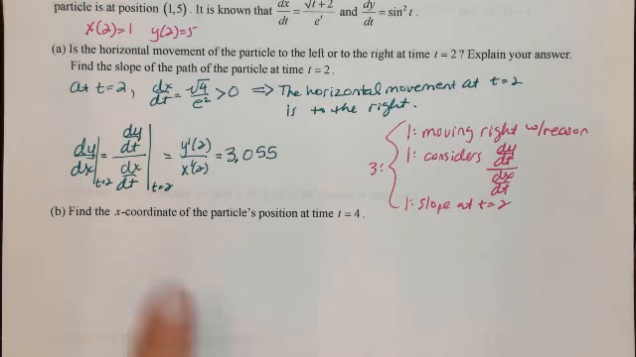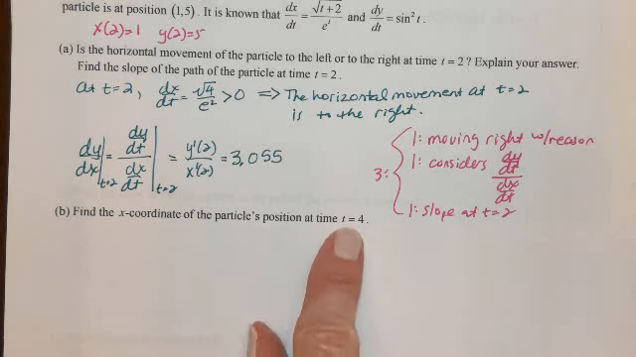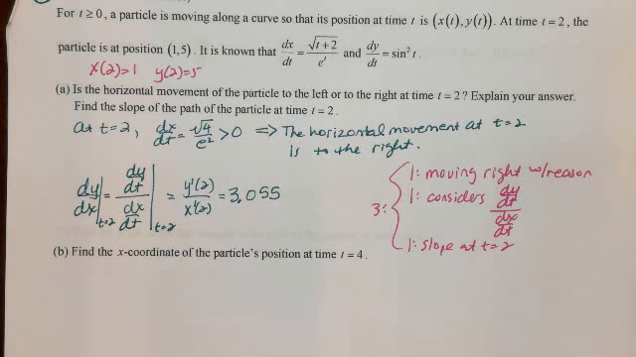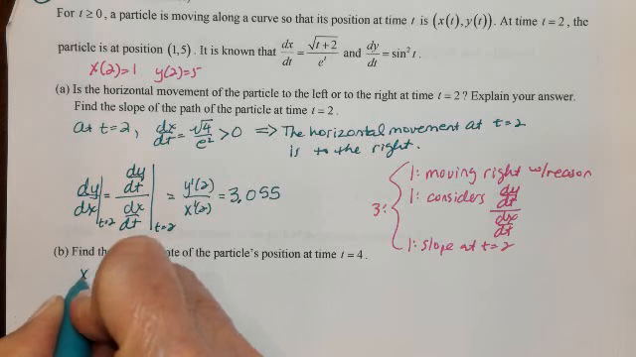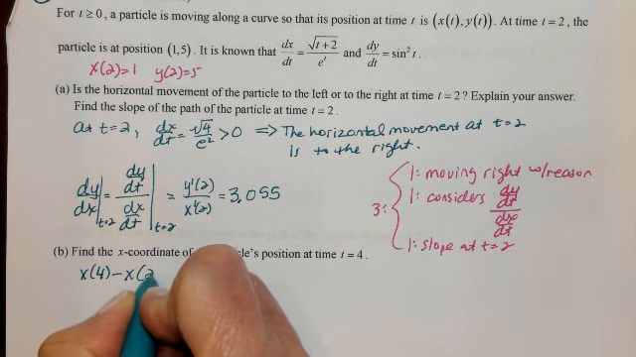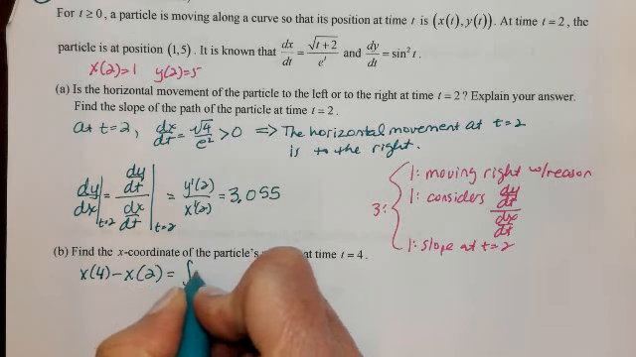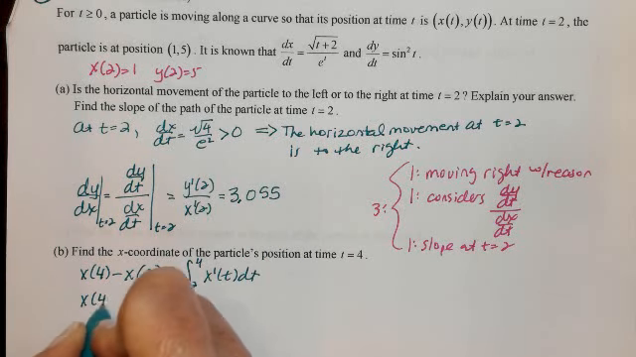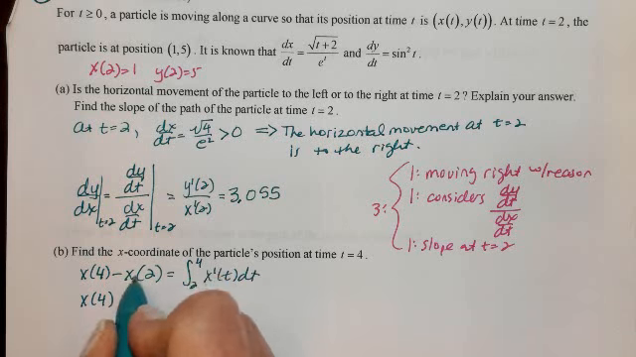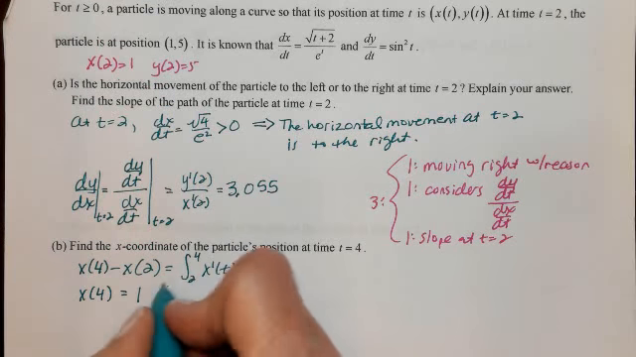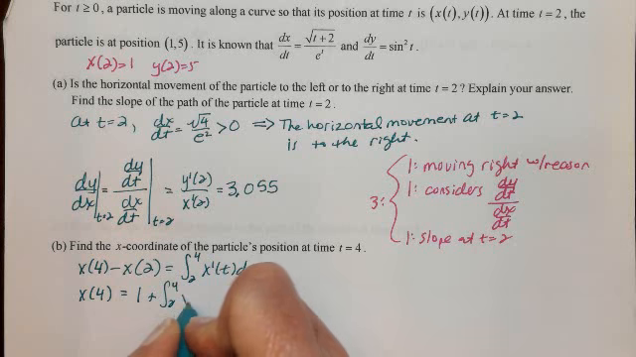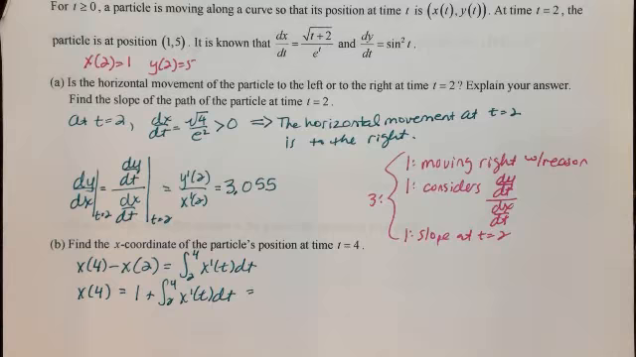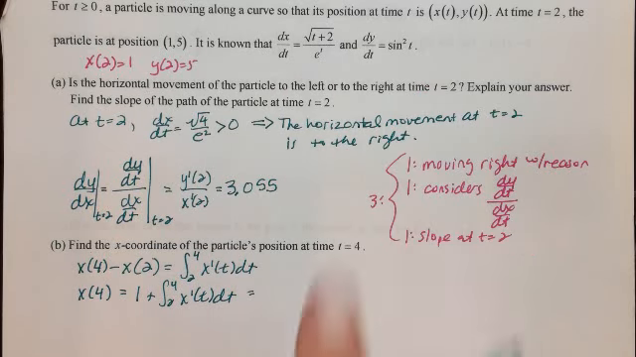Okay, part B. Find the x-coordinate of the position at time 4. We have the x-coordinate at time 2, and we have x prime, so simple fundamental theorem of calculus problem. X at time 4 minus x at time 2 is the integral from 2 to 4 of x prime. So x at time 4 is equal to 1, because x of 2 is 1, plus the integral 2 to 4 of x prime. We don't have to rewrite the function for x prime because they gave us the function for x prime, so we don't have to rewrite that.